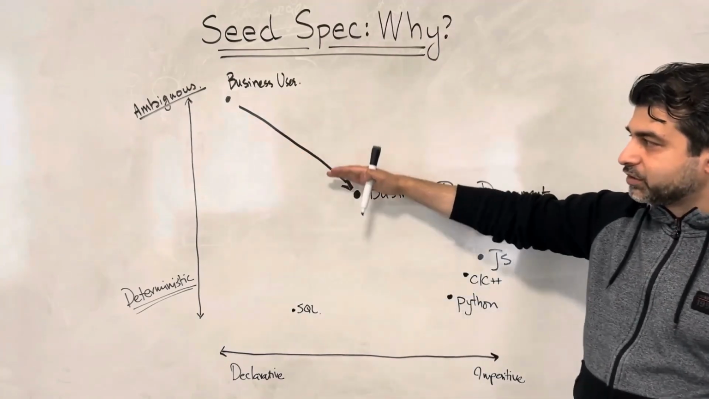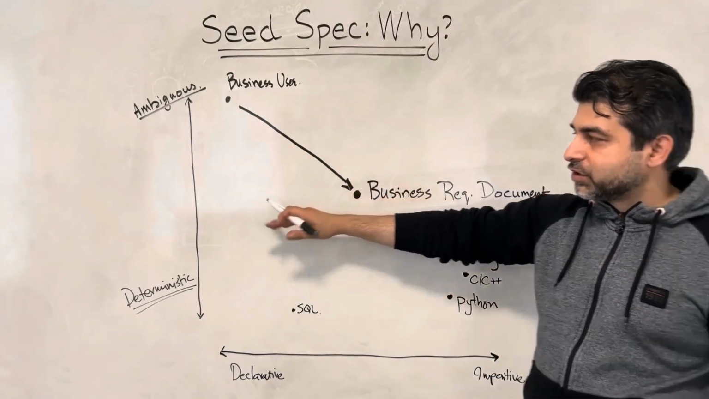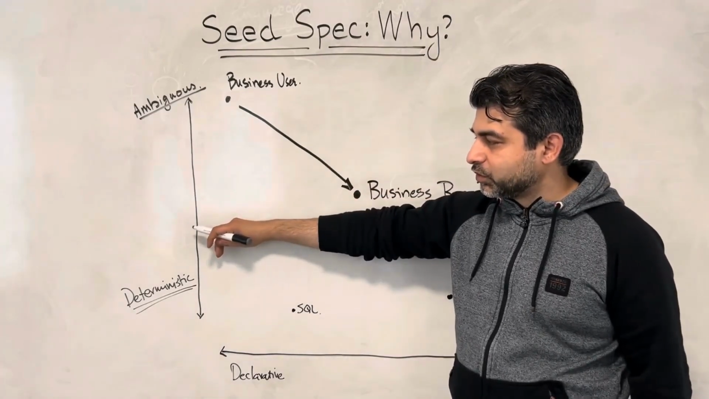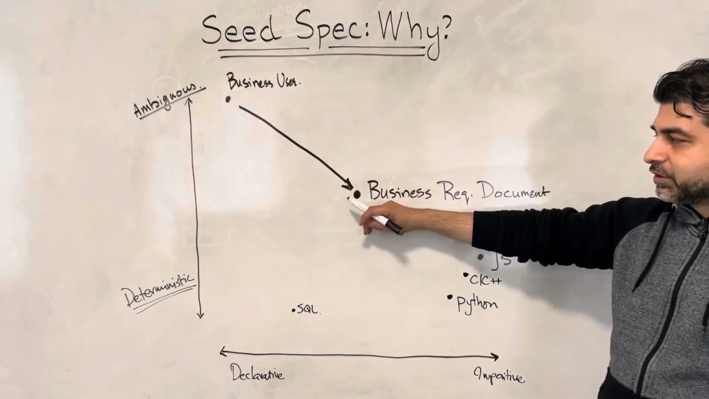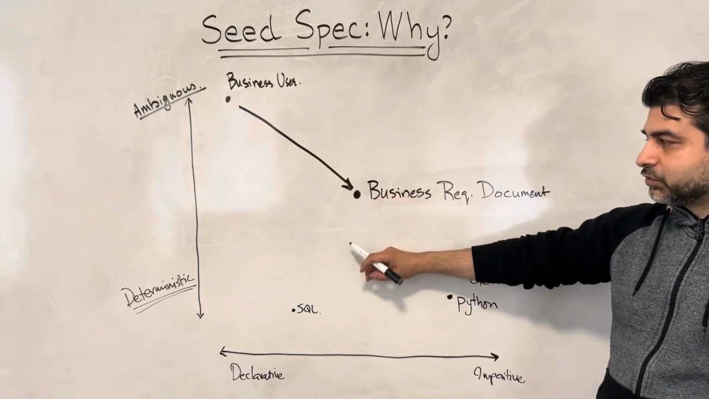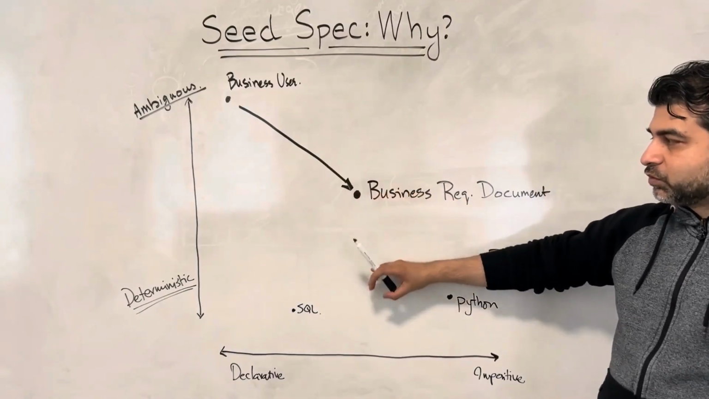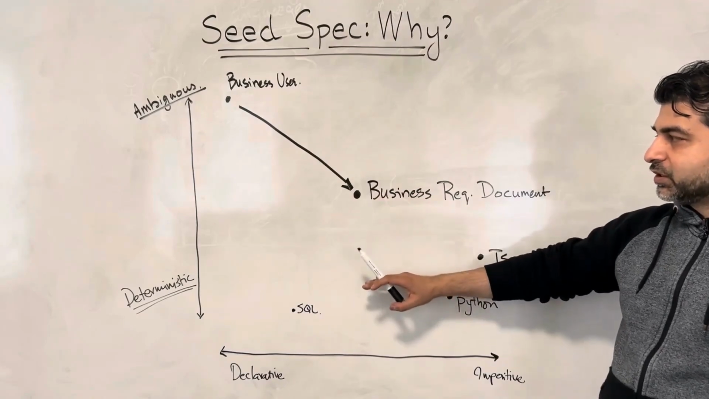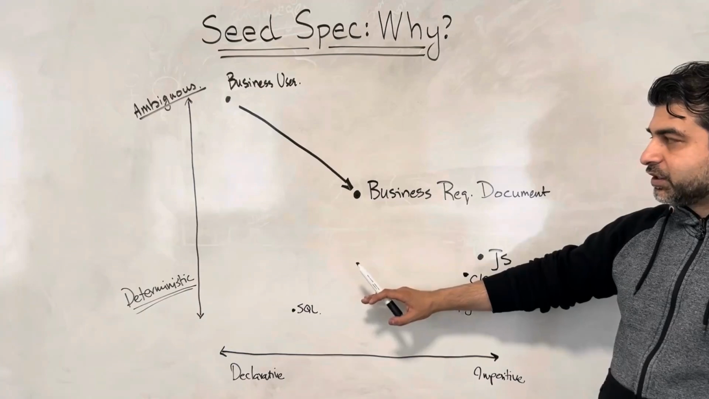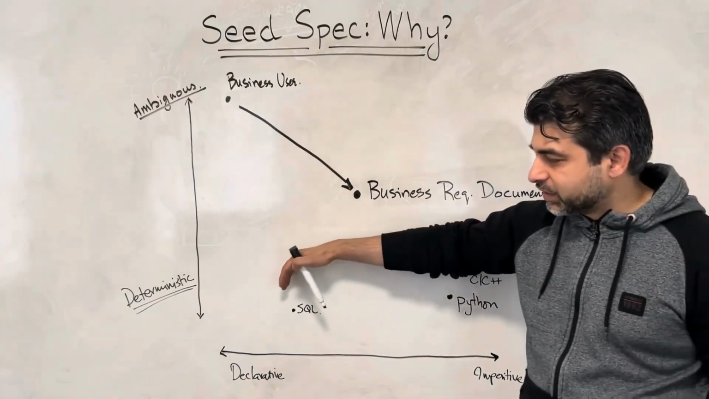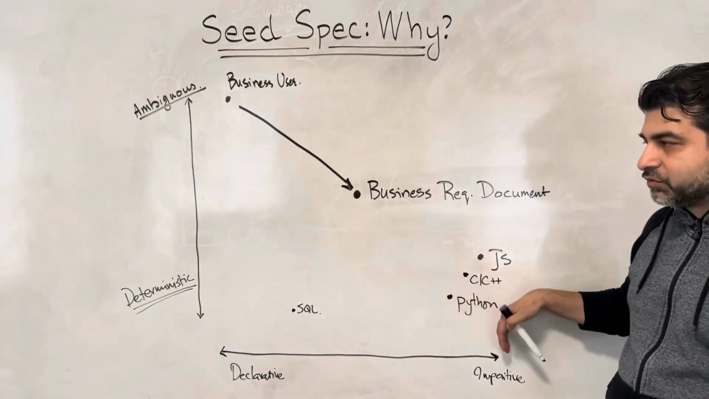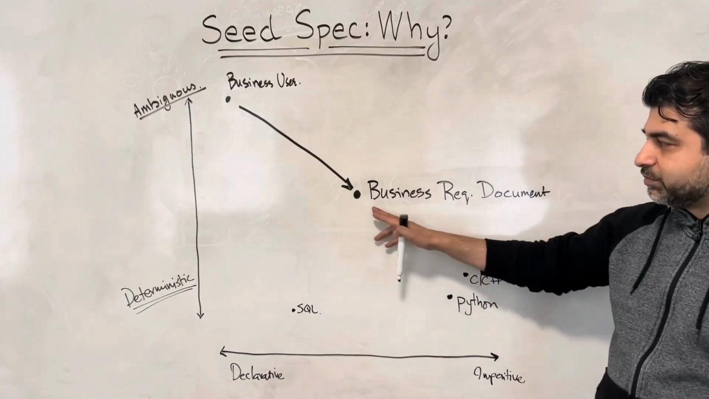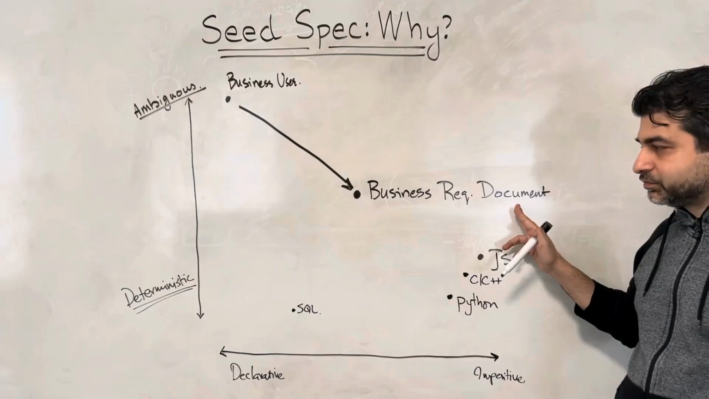So we come down here a little bit. We also encode information a lot more about how things are done. So things like the architecture, the process flows, who does what, what level of permissions do people need, the sequence of events that are going to take place. There is some level of imperative description of what the user wants in a business requirements document.